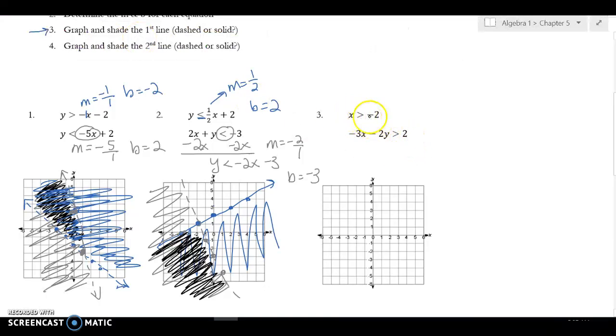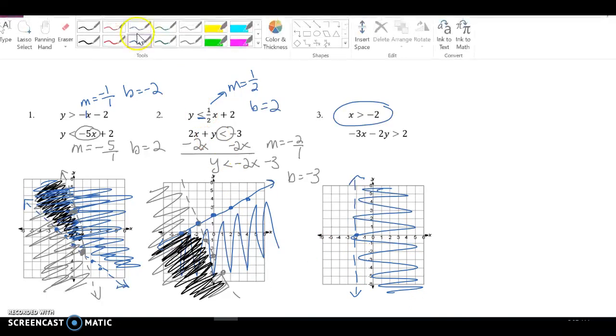So the first one, you see how there's only one variable? It's either a vertical or a horizontal line. So I'm going to go where x is negative 2. And because it's on the x-axis, I'm going to go the other way. This is a vertical line and it should be dashed. Now this is the only time that we shade left or right, and x is greater on the right side. All right, and then let's look at the next one.